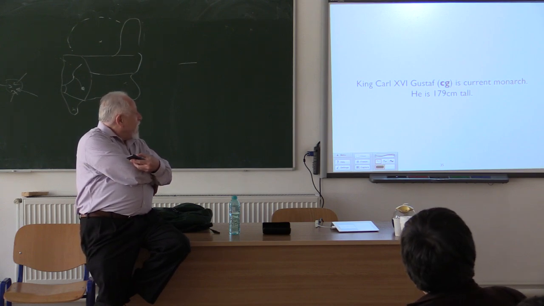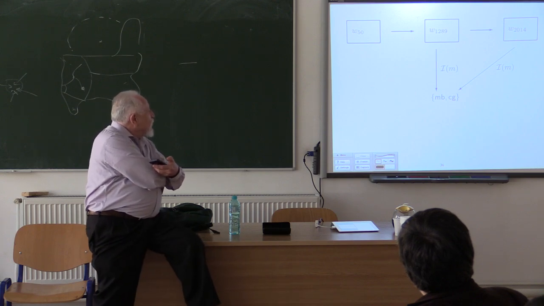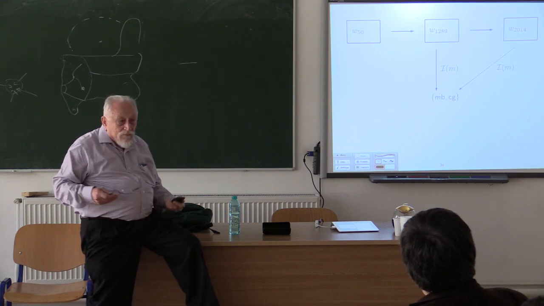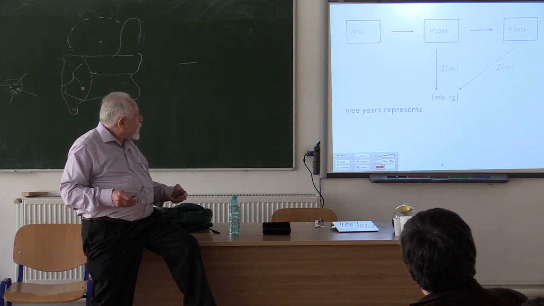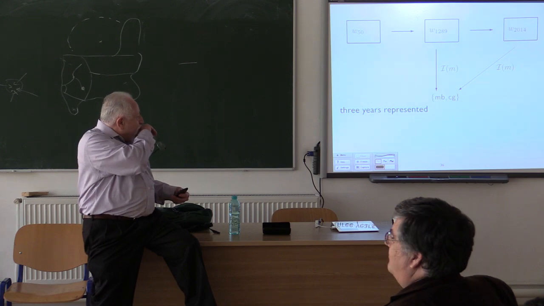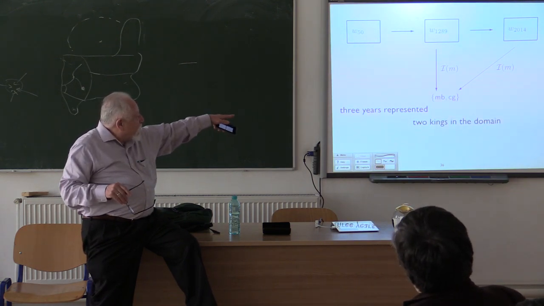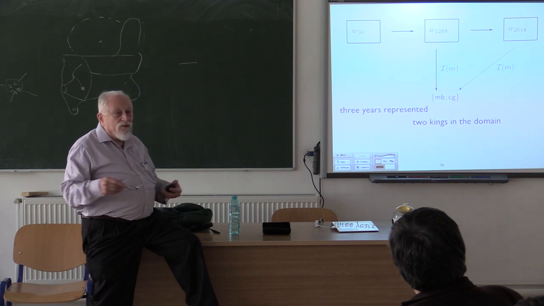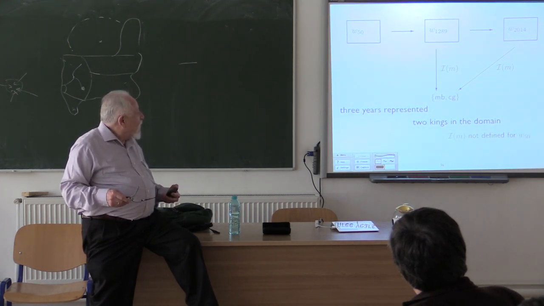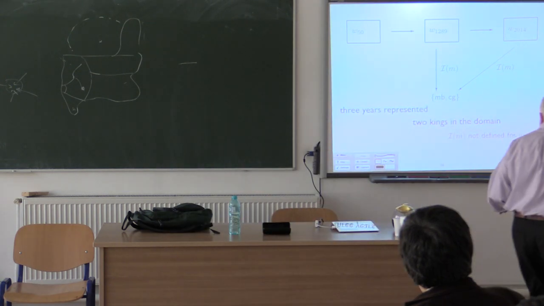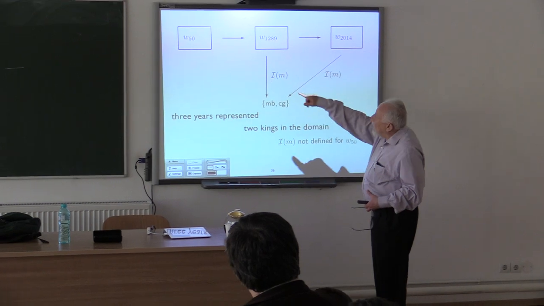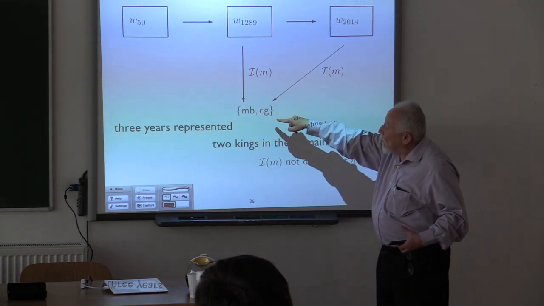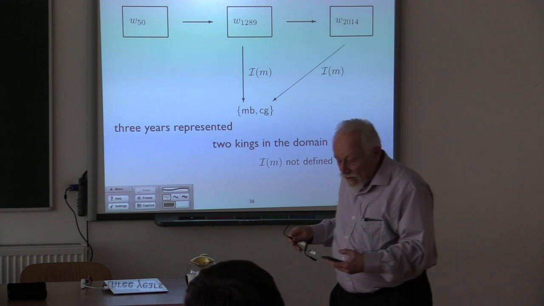I don't know why. All right, so let's set up a model here. There are three states. That's supposed to be the world in the year 50, the world in the year 1289, and the world in the current year. So there are three years represented. The domain consists of those two kings, Magnus and Carl Gustaf. So it's a constant domain that all the worlds have. The interpretation of M, the monarch, the king of Sweden: it's not defined for the year 50. In this year, it's interpreted to be Magnus, and in this year, it's interpreted to be Carl Gustaf.